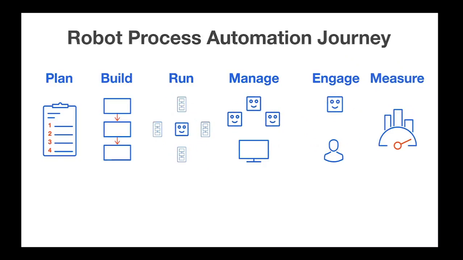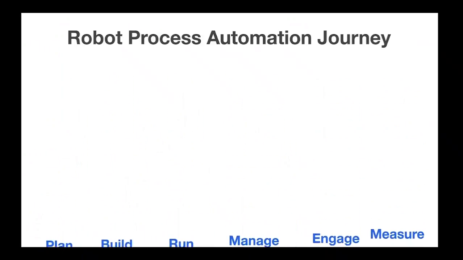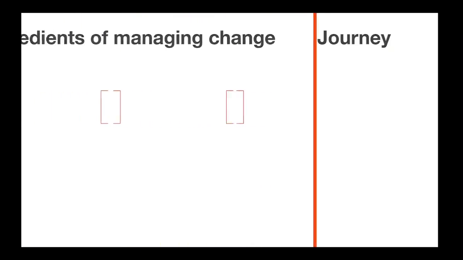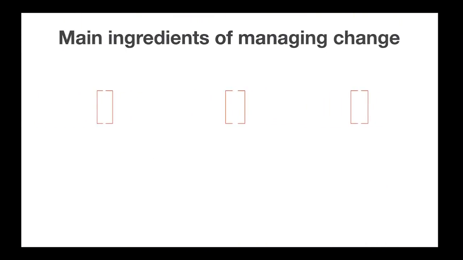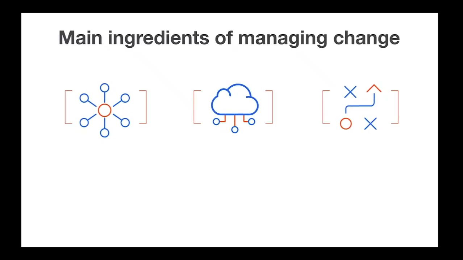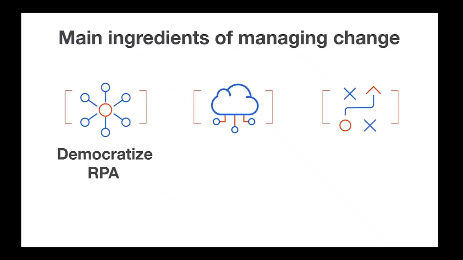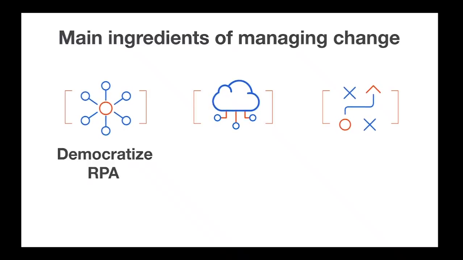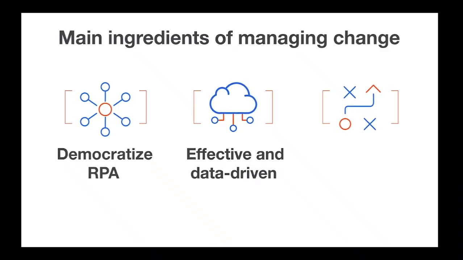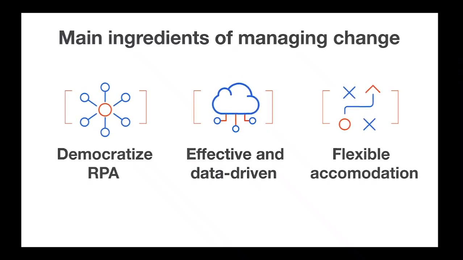Why is this important? Well, it's a domino effect. If any of these steps are not managed properly, then everything can fall apart. RPA means change, and change that is not well handled can be met with resistance. We believe that at the core of managing change, there are three main ingredients: democratizing RPA and putting employees in the driver's seat more often, making each step of the change more effective and data-driven, flexibly accommodating the real business scenarios, as they are unique, complex, and, well, not perfect.